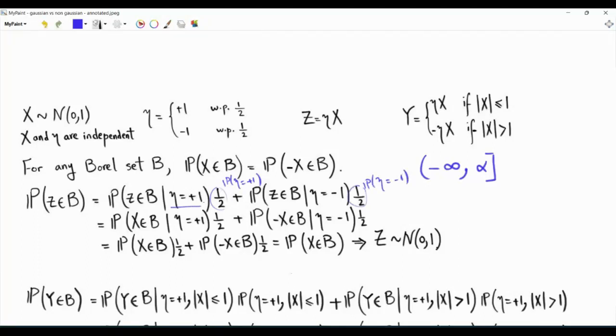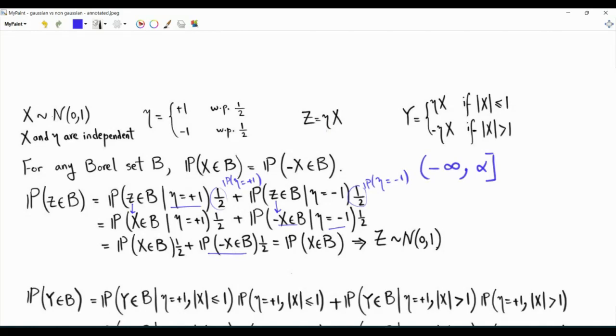Now, given that eta is equal to +1, z is equal to x. So we can replace z by x. If eta is -1, then z is equal to -x. Now, x and eta are independent. So the probability that x is in B given eta is equal to +1 is simply the probability that x is in B. And here, the probability that -x is in B given eta is equal to -1 is the same as the probability that -x is in B.